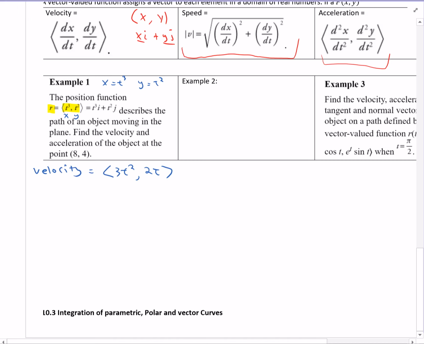The trick here is we want to find it at the point 8,4, right? So we need to somehow use those to find the exact velocity. They're giving us the x and the y, but really what we need to plug in here are t values. So you have to imagine, in order to get 8,4 out of this, what number do I have to plug in for t? When I do t cubed, I get 8, and when I do t squared, I get 4, right? What number cubed gives me 8, squared gives me 4? Well, that's t equals 2. So this point 8,4 occurs when t equals 2.